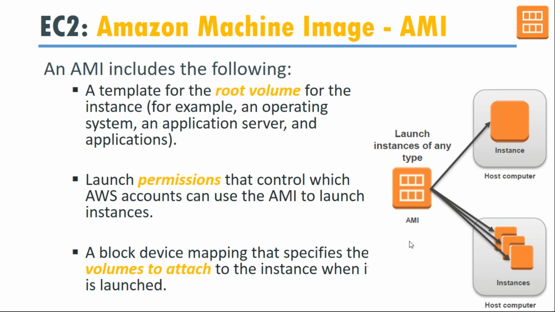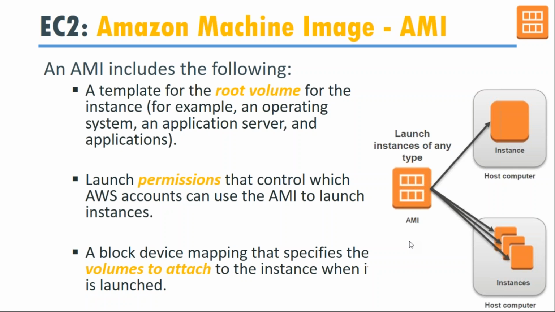An AMI also has launch permissions that control who can launch it. For example, you can make your AMI public or private. When you make it private, only you or whomever is associated with your account can launch instances based on your AMI. If you make it public, that means that once it is registered in the community and it is approved, your AMI will be available for the entire world to launch instances from. That is what I mean when I say launch permissions control which accounts can use the AMI.